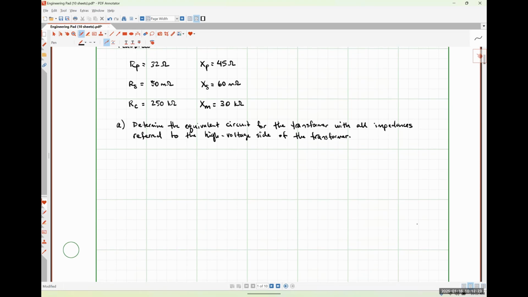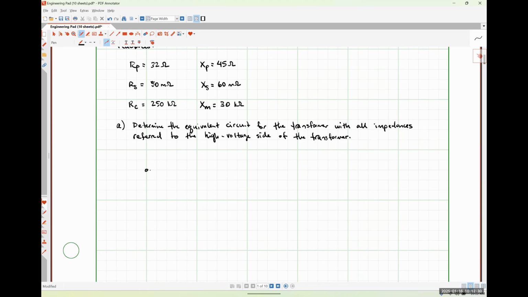So I'm going to start by drawing the model of the whole thing, okay? So that's going to look something like this based on the parameters that we were given. So here's our voltage V1. Here's where RP would go. So this is 32 ohms. Here's where XP would go. So this is going to be j45 ohms.